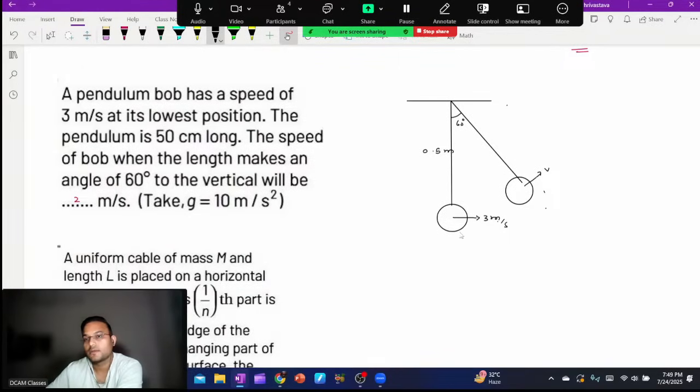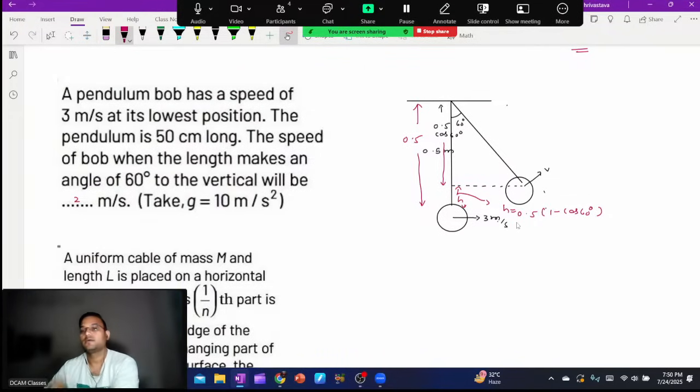Oh, okay, now I know. Simple thing you have to do, just apply the energy law. Find the height by cos theta. This is actually 0.5 cos 60, this height, and this total height was 0.5. So this will be 0.5 into (1 minus cos 60), the height h.